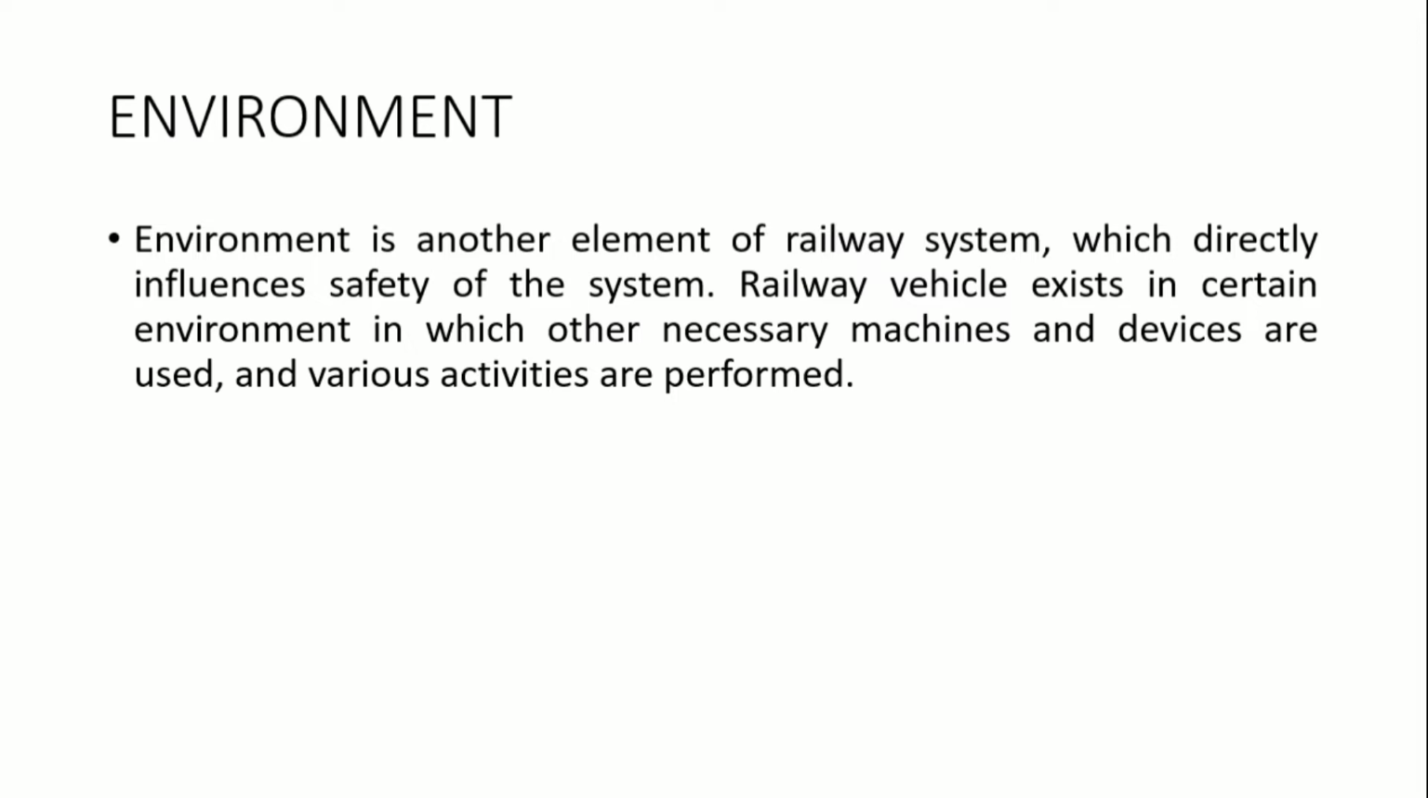And lastly, we're going to look into the environment element. Environment is another element of the railway system which directly influences the safety of the system. Railway vehicles exist in a certain environment in which other necessary machines and devices are used and various activities are performed. So we have to look into the environment. Mostly for the environment, we can say for example earthquake, flood. These are elements in the environment which influence the safety of the railway system. So we have to look into it.